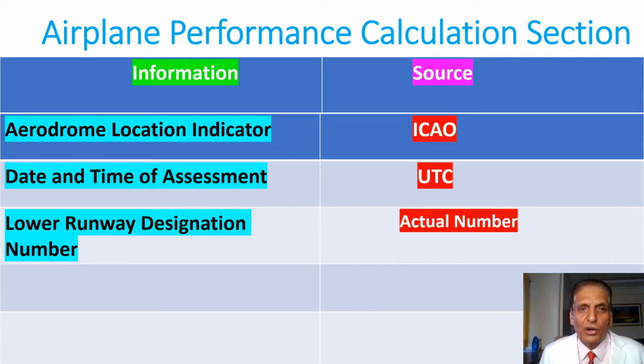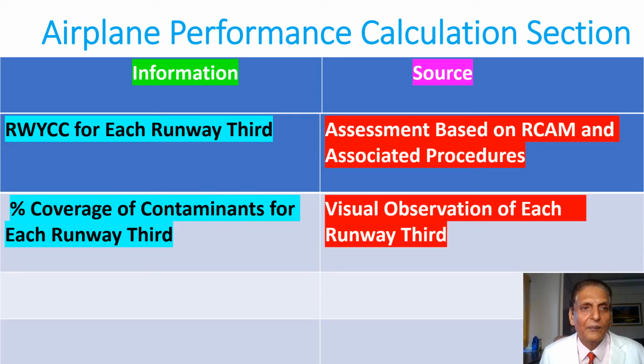First will be the aerodrome location indicator, which is the ICAO assigned location indicator. Date and time of assessment will be in UTC. Lower runway designation number, that is the actual number of the runway. Runway condition code for each runway third: assessment based on RCAM and associated procedures. Percentage coverage of contaminants for each runway third: this will be visual observation of each runway third.